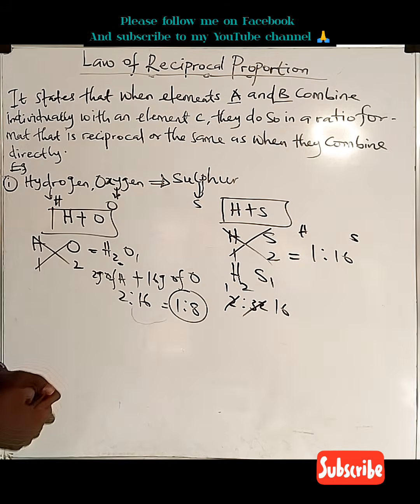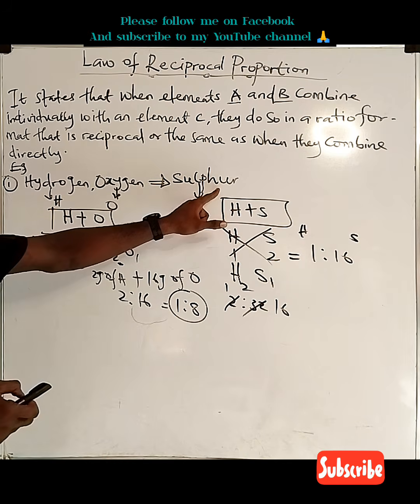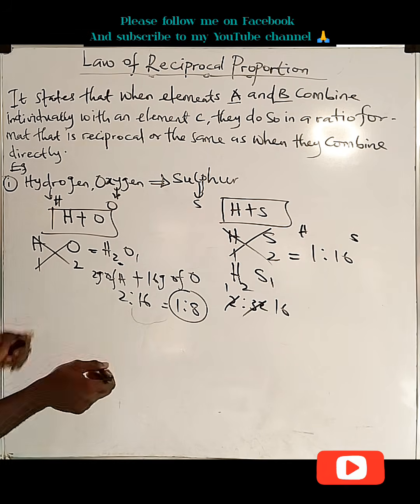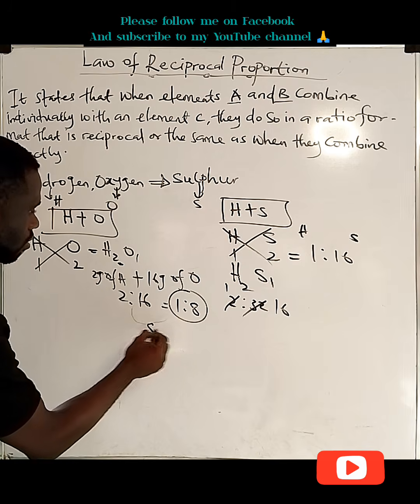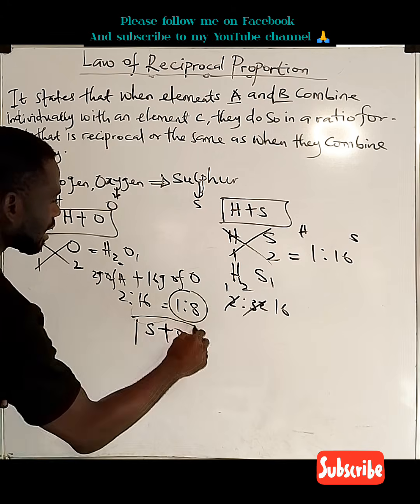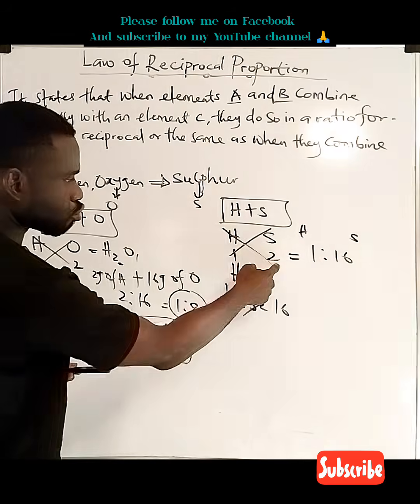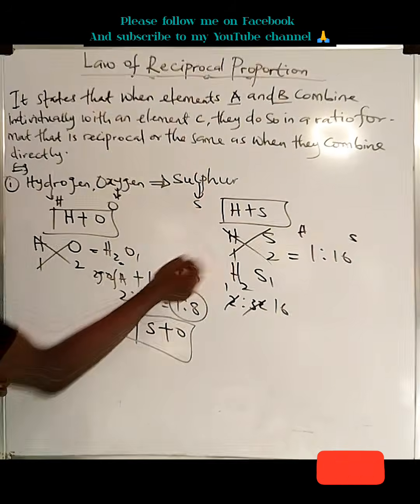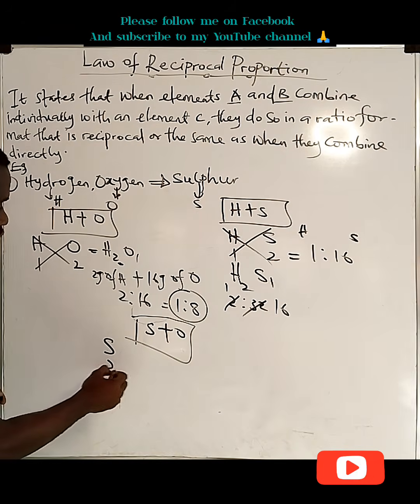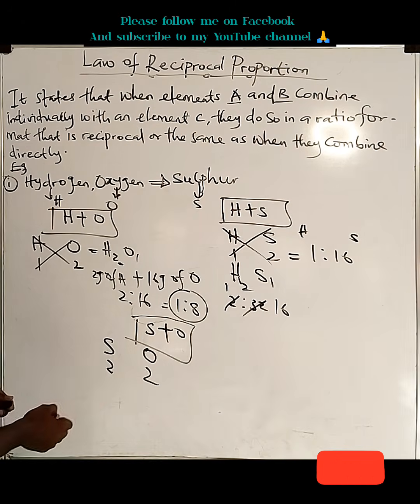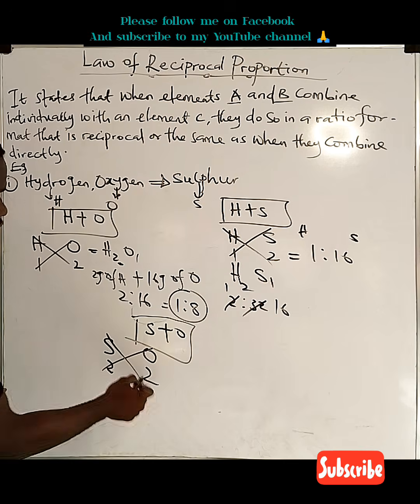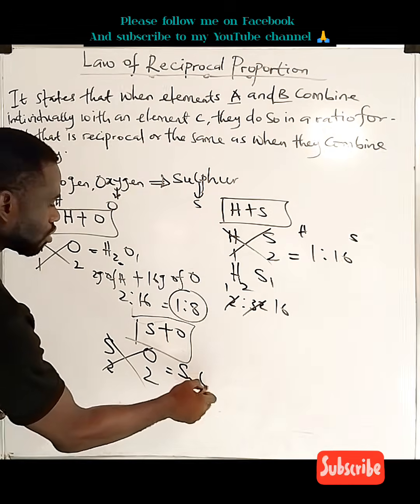So the next thing we're going to do now, we're going to combine oxygen and sulfur together. Oxygen and sulfur. So let's quickly do that. Oxygen plus sulfur, that is sulfur plus oxygen. Now the sulfur we are talking about here, don't forget, is the sulfur with valency 2. So sulfur here is 2, oxygen here naturally is 2. Valency of 2 each. So we cross multiply, we have S2O2.